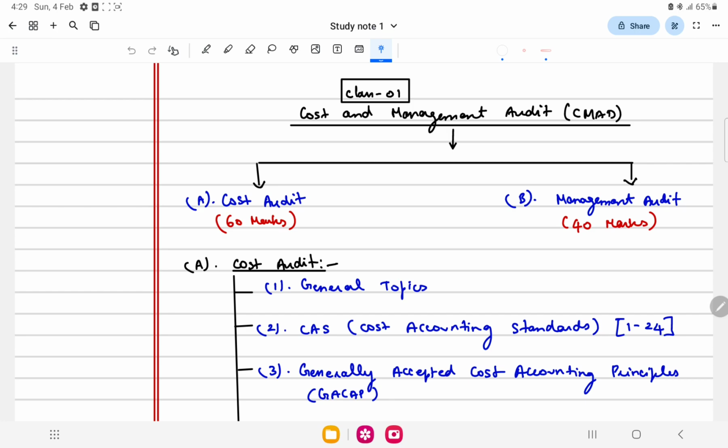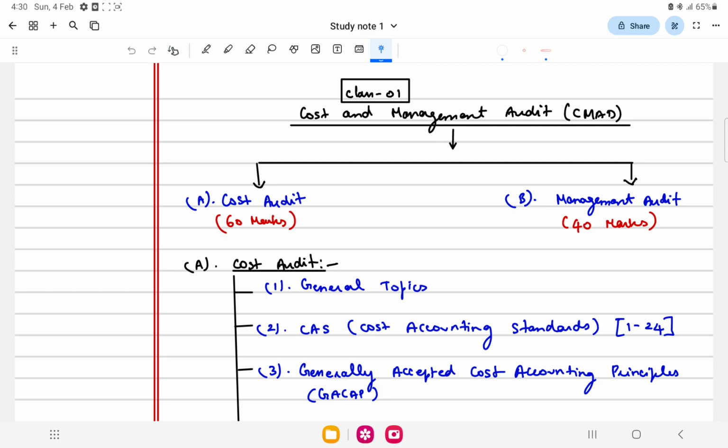So, welcome back to the knowledge series, and today we are back with paper 17 of Group 4 CMA final paper. Here today we are going to cover the basics, an introduction to the subject, and also we'll kick start with study note number 1.